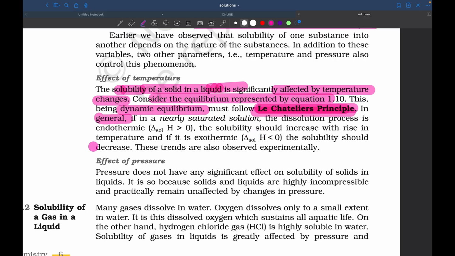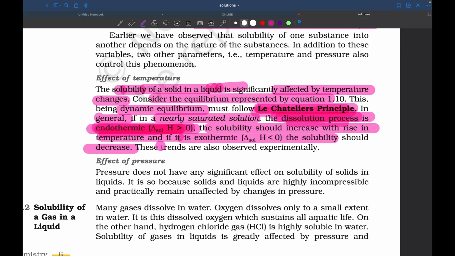In general, in a nearly saturated solution, the dissolution process is endothermic. That means heat is being absorbed. The solubility should increase with raising temperature. If it is exothermic, the solubility should decrease. These trends are also observed experimentally.